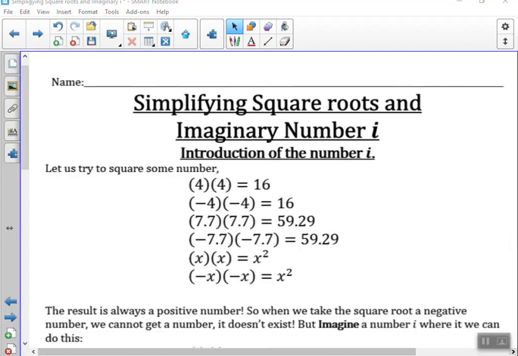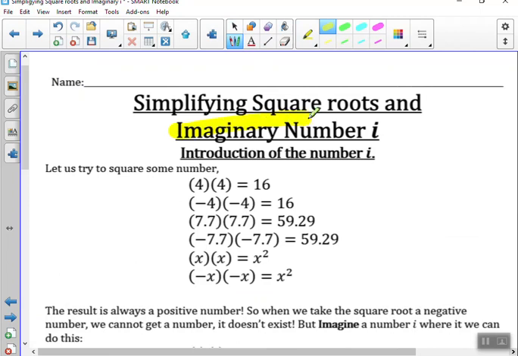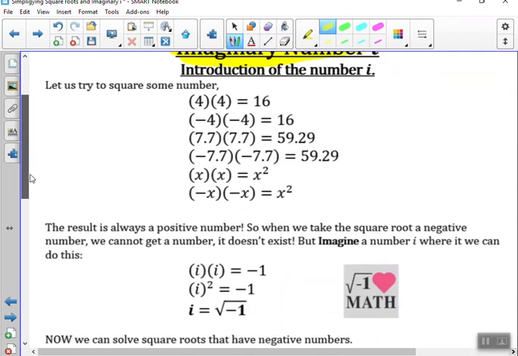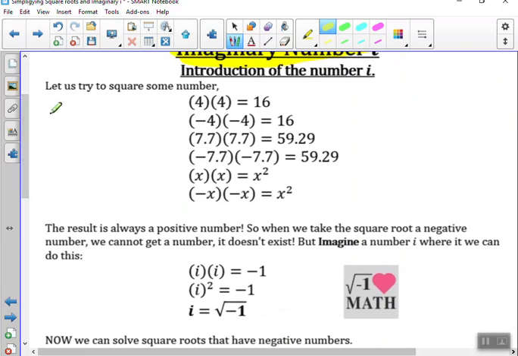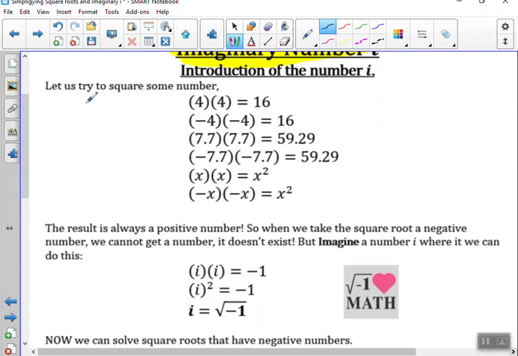So for this one, we're going to look at how we get this. When I look at the title, we're going to do the imaginary number part, okay? All right, so we're going to start off by doing something very simple. Let's try to square some numbers.